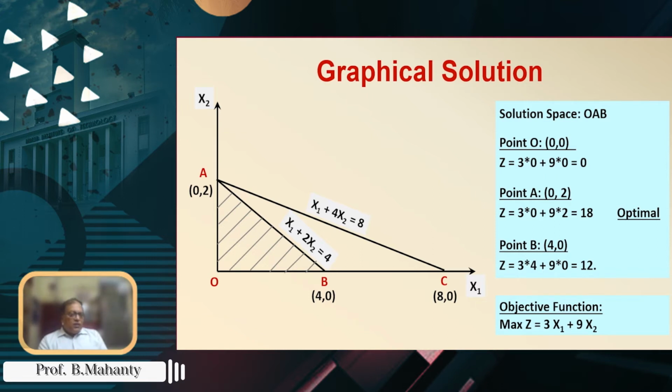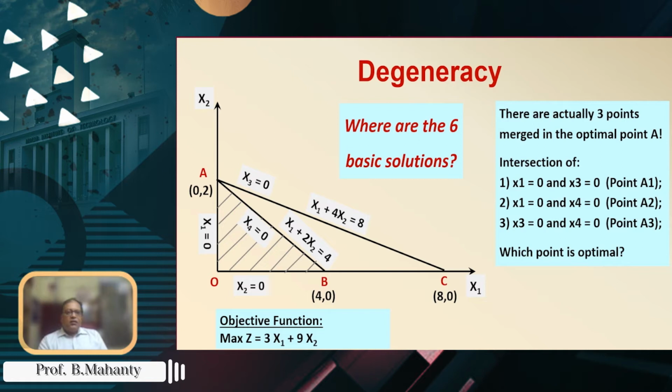But look here, this is basically a degenerate point. Now, why is it a degenerate point? See what has happened. The two constraint lines, that is AB and AC, and the axis, all three have merged at a point A. What is the significance of that? Even the very important question is where are the 6 basic solutions? That is also an important question. All right. So we see there are actually 3 points merged in the optimal point A.